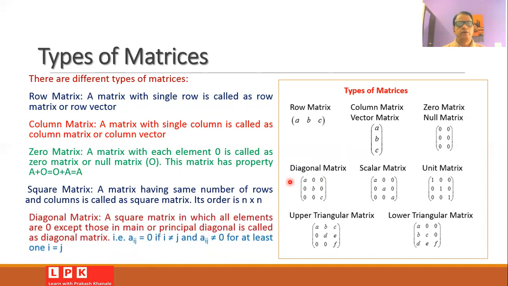In a square matrix, the matrix is called a diagonal matrix if all the elements are 0 except in the main or principal diagonal. As shown in this window, the principal diagonal is not equal to 0. It consists of the elements A, B, C, while the rest of the elements are equal to 0, and therefore the matrix is called a diagonal matrix. The condition for the diagonal matrix is that Aij is equal to 0 if i is not equal to j, and Aij is not equal to 0 for at least one i equal to j.